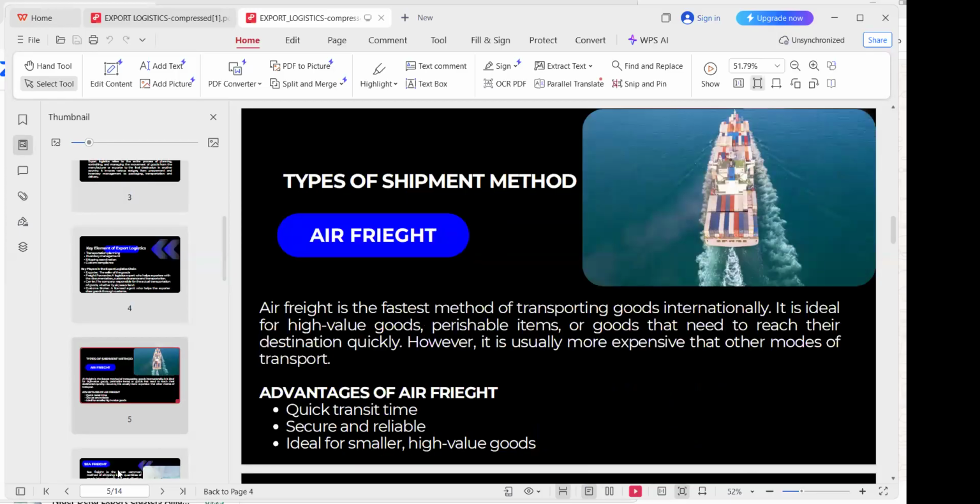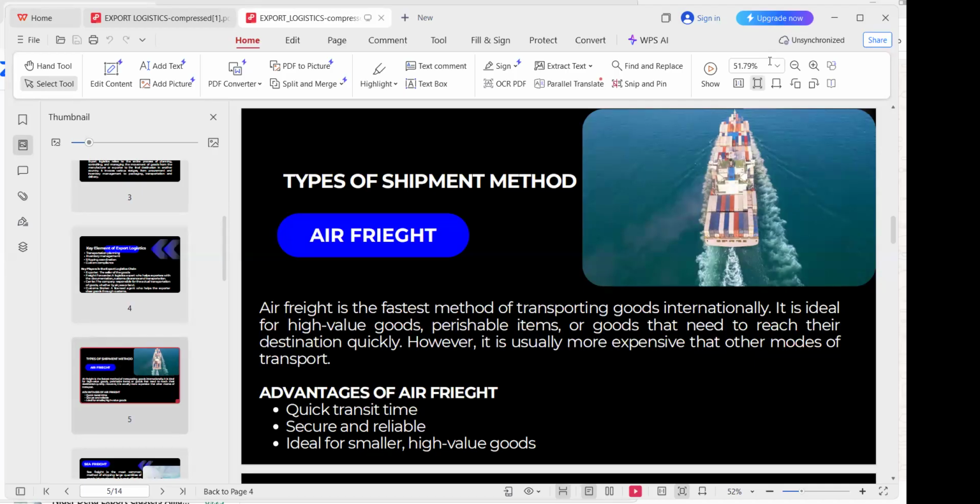Types of shipment: we have air freight. Air freight is the fastest method of transporting goods internationally. It is ideal for high-value goods, perishable items, or goods that need to reach their destination quickly. However, it is usually more expensive than other modes of transportation.